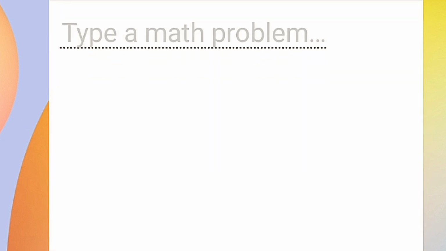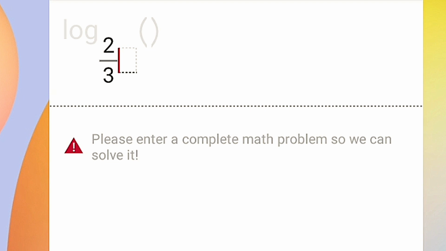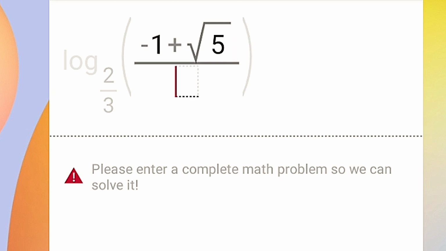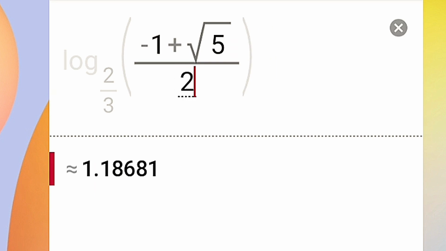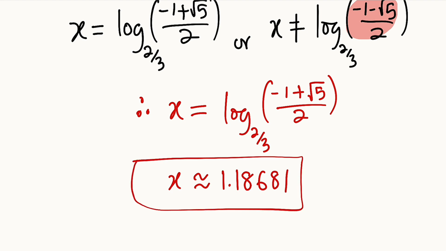All right, here is my calculator. What I need to press is the logarithm of our base, which is 2 divided by 3. And the number there is negative 1 plus square root of 5 divided by 2. And you can see we have an approximate value of 1.18681. So now let us conclude. Finally, x is approximately equal to 1.18681. And this is our real solution.